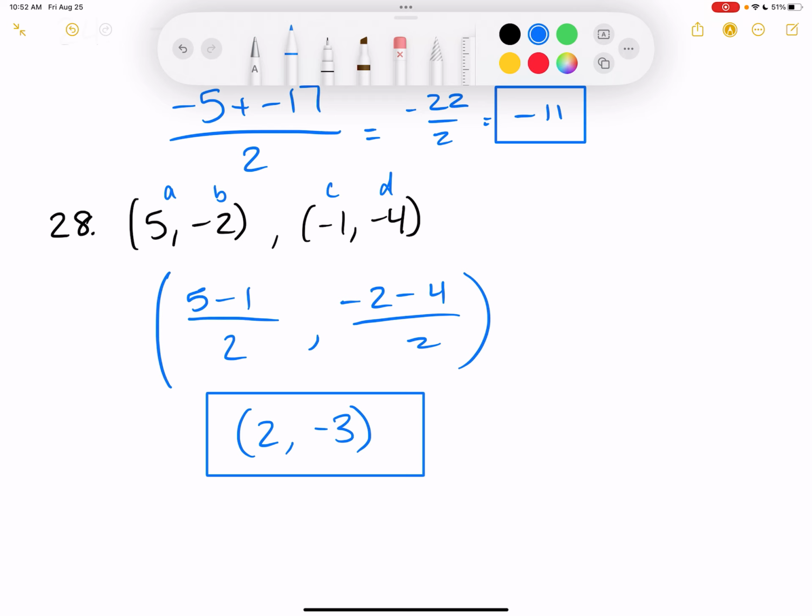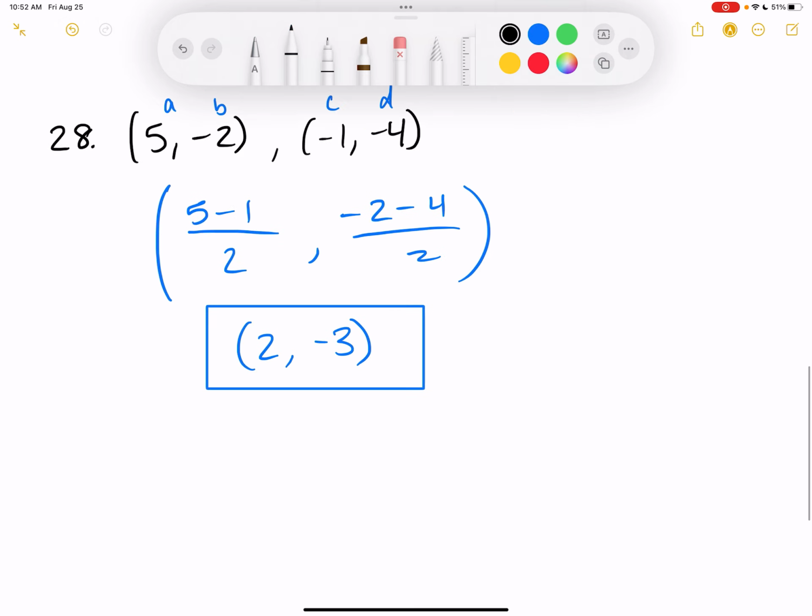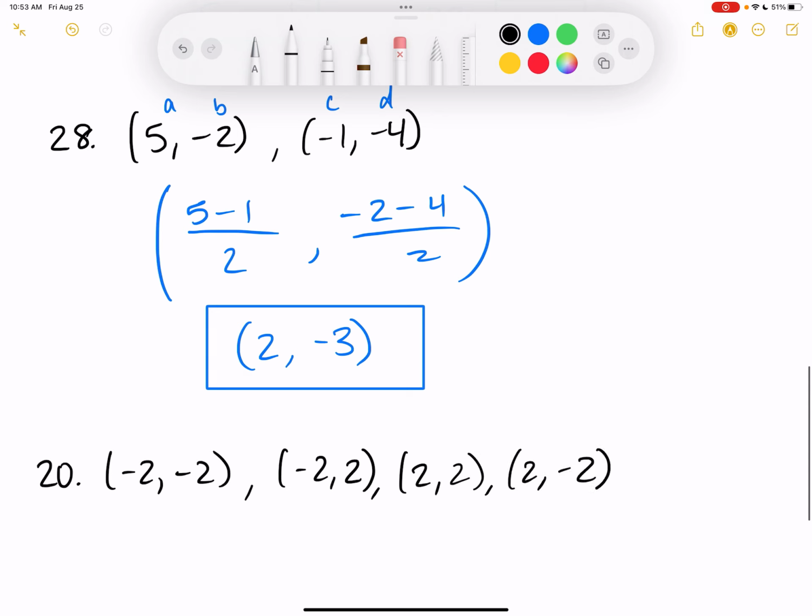So, problem 20 gives us the points (-2, -2), (-2, 2), (2, 2), and (2, -2). Why couldn't this have been problem 22? Problem 22 is much harder. I'll stick with this. So I'm going to go in order. I'm going to call these points A, B, C, and D.